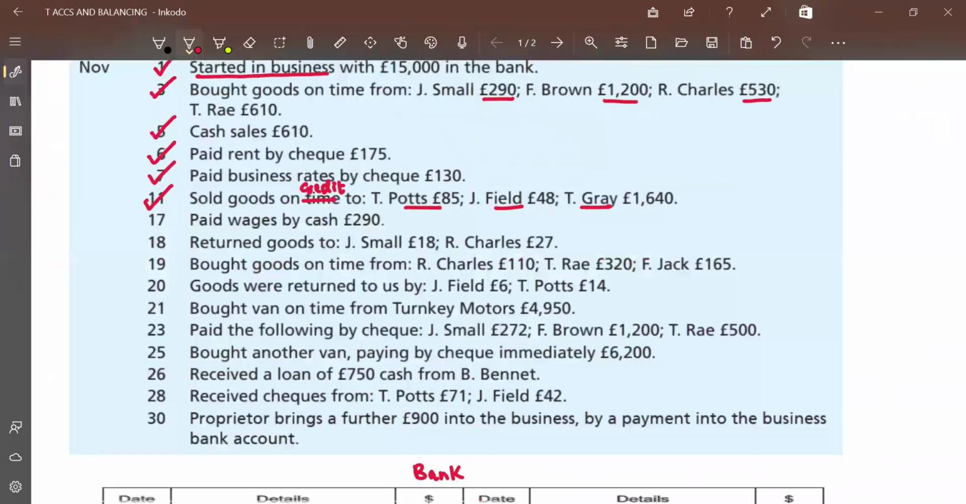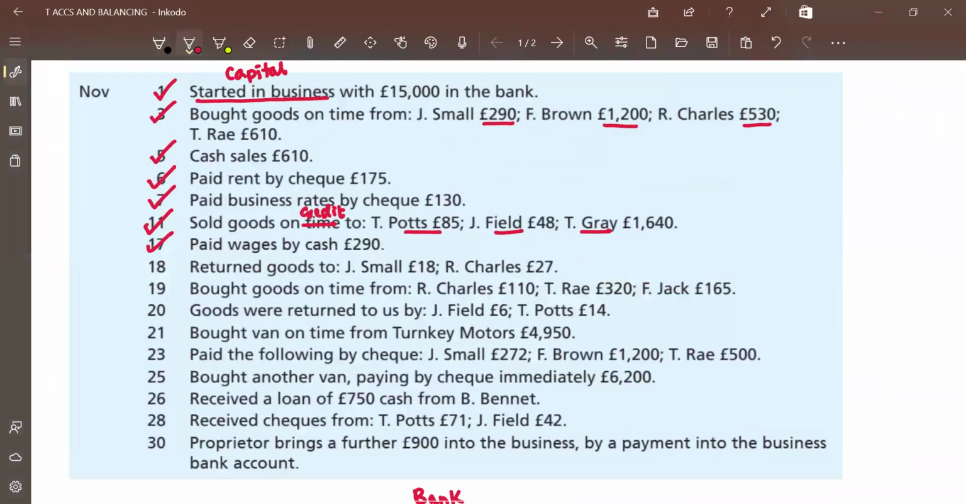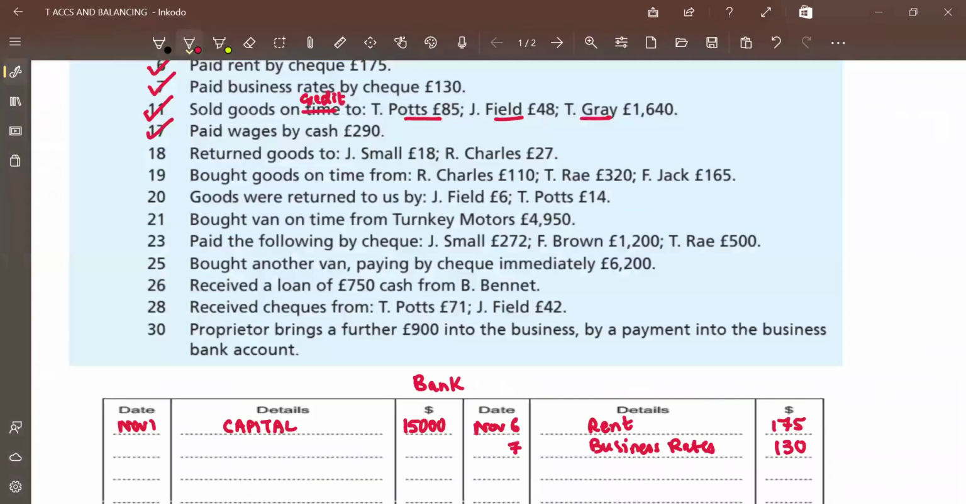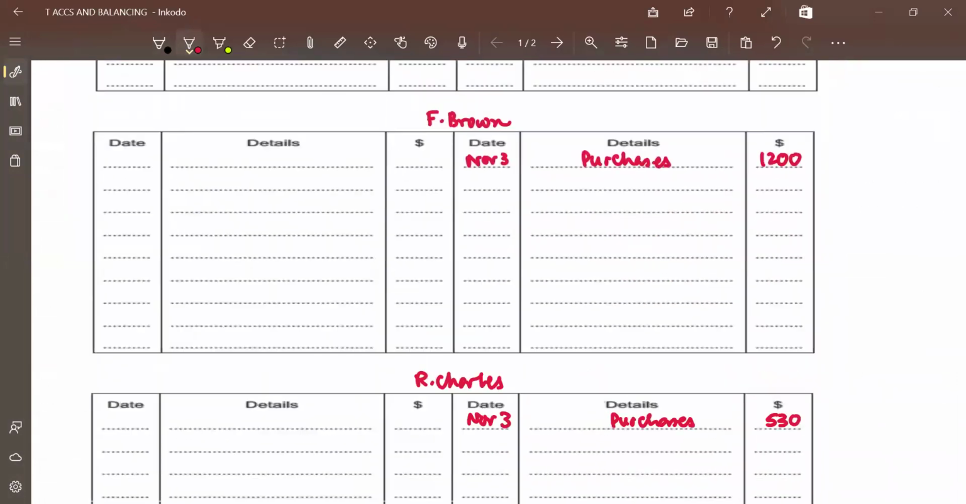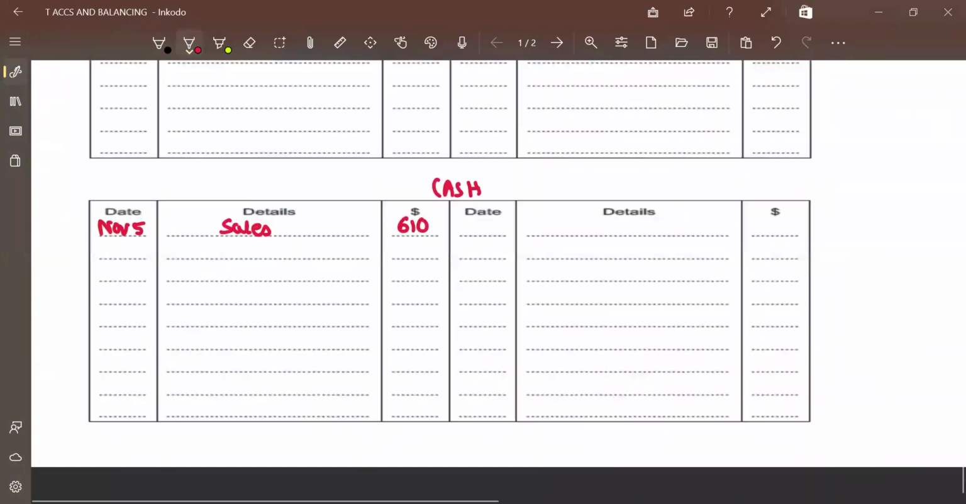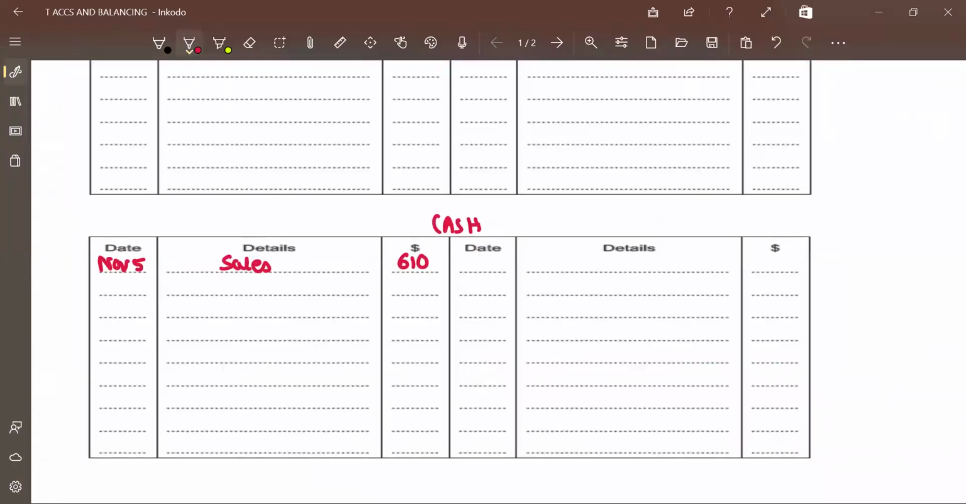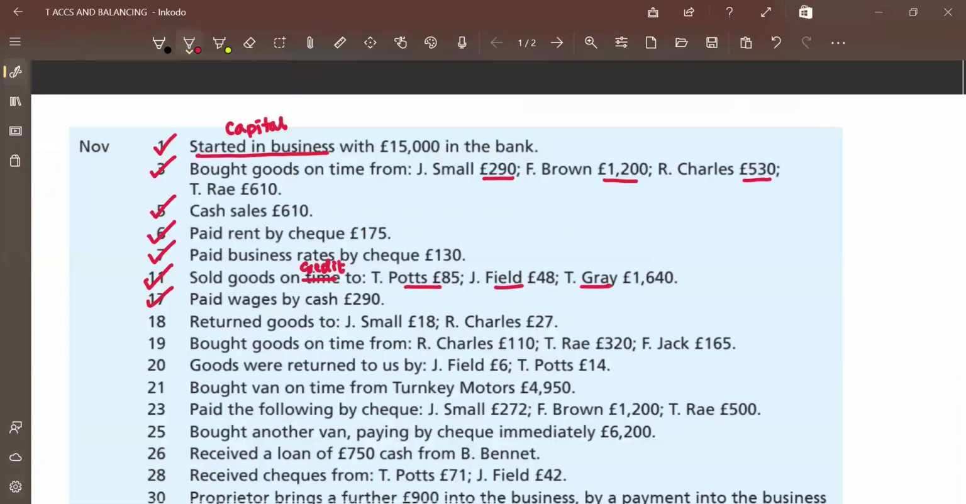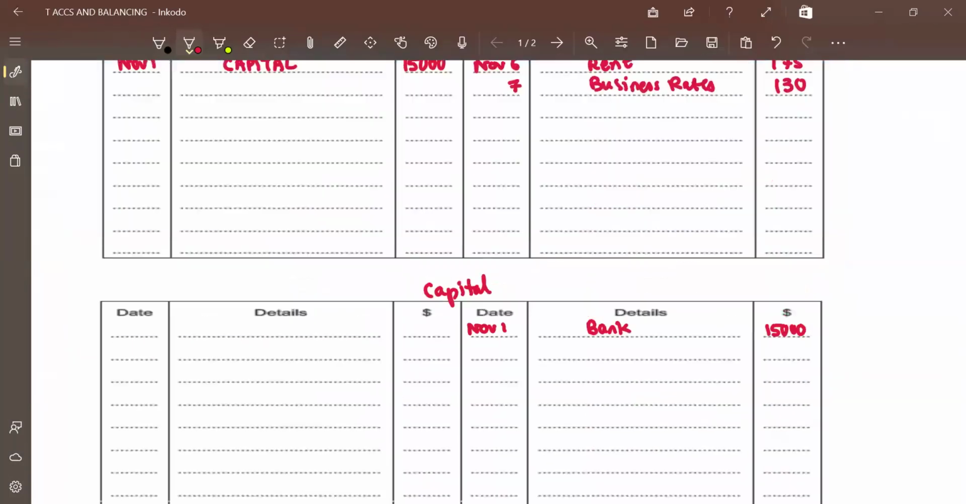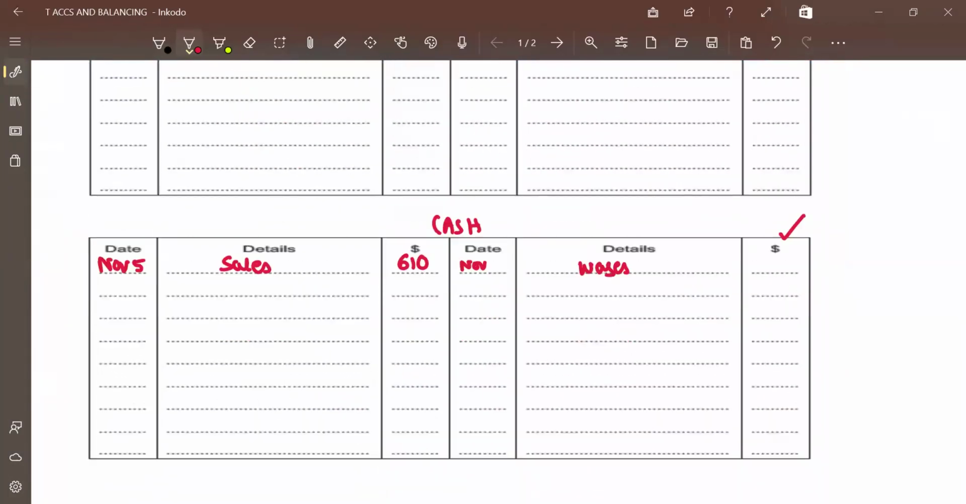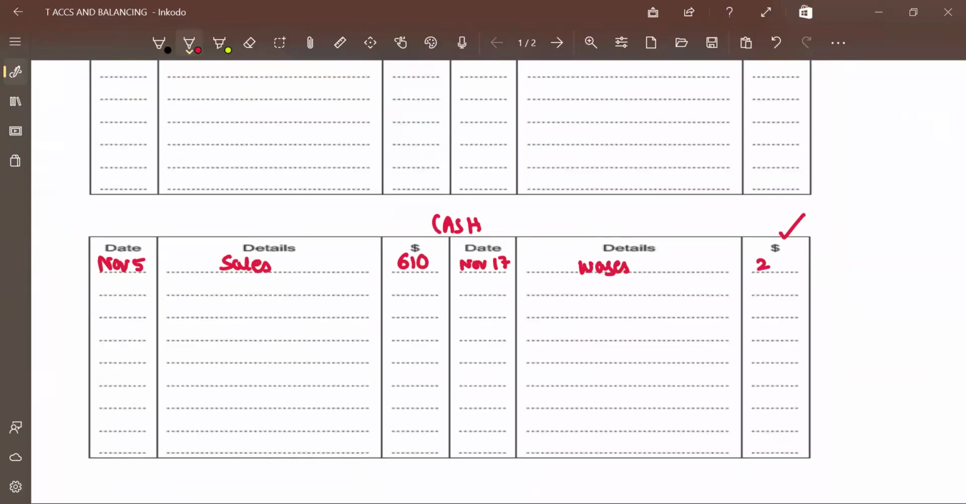Next is paid wages by cash. So you've paid wages, that's a cash outflow. Your cash balance would go down. Do you have a T account for cash? Let's see, sir. Yes, you have a T account for cash. The entry will be on the credit side. The cross reference would be wages and let's check the date. It's on the 17th and the amount is 290. November 17th, wages paid 290.